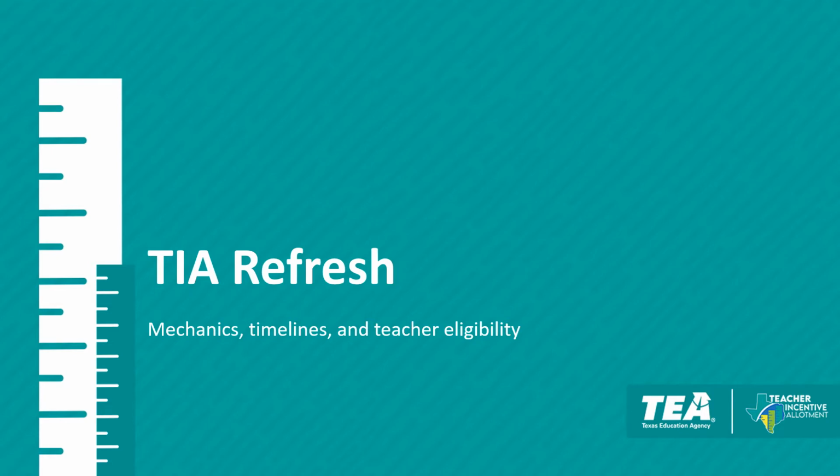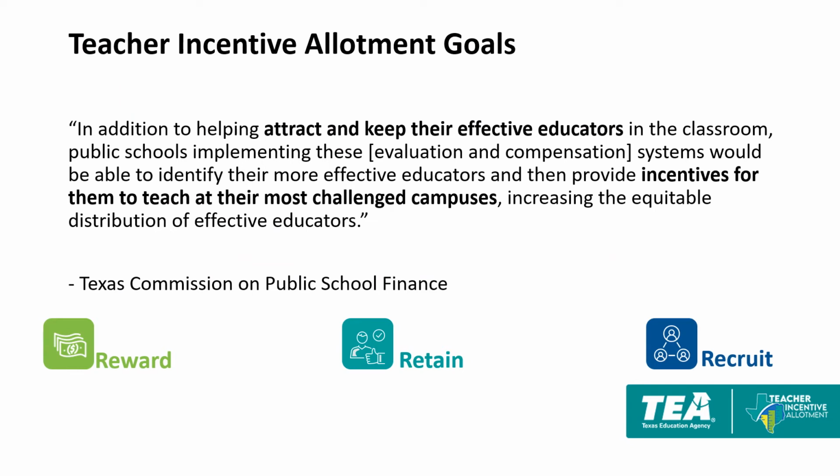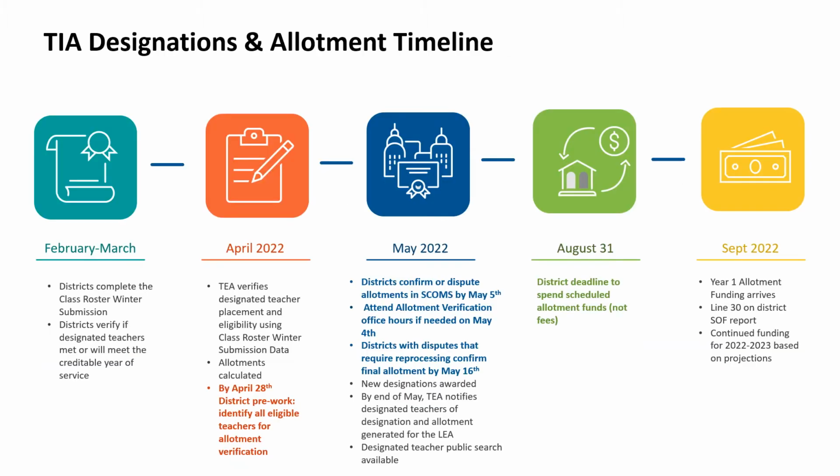A quick TIA refresh on the mechanics, timelines, and teacher eligibility. The goals for the Teacher Incentive Allotment are to help districts reward, retain, and recruit great teachers. The allotment verification process will finalize district allotments and allow you to compensate highly effective teachers. Let's take a look at the designation and allotment timeline.